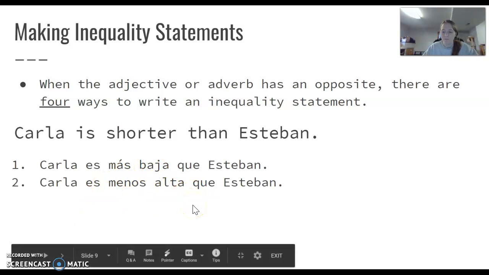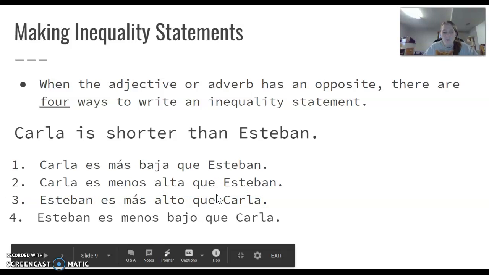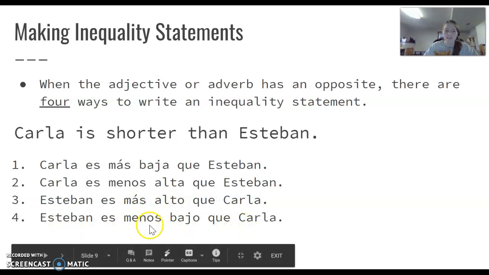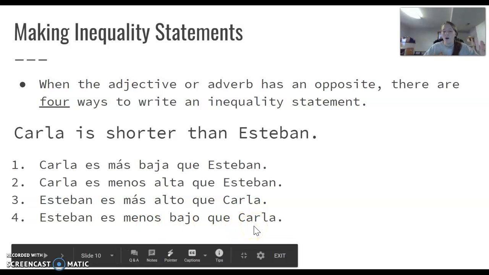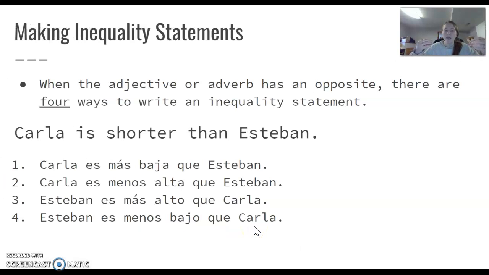And then I can flip-flop it. And I can say Esteban es más alto que Carla. He's more tall than she is. Or I can say Esteban es menos bajo que Carla. Esteban is less short than Carla. All 4 of those statements express the exact same idea. Okay? Those all indicate that Carla, I don't know why I keep calling her Carlos, Carla is shorter than Esteban.